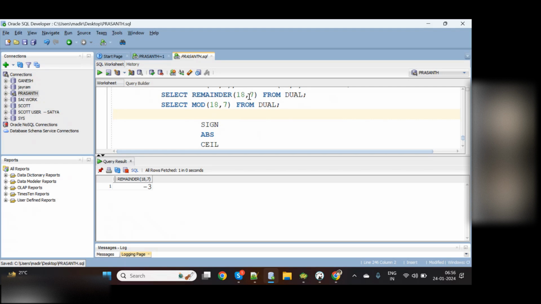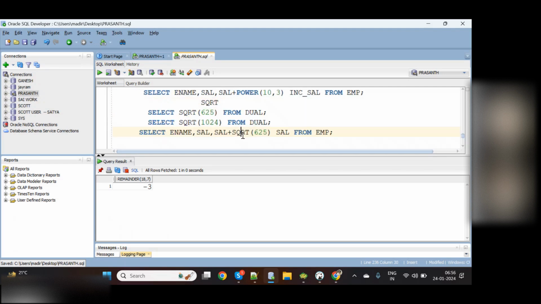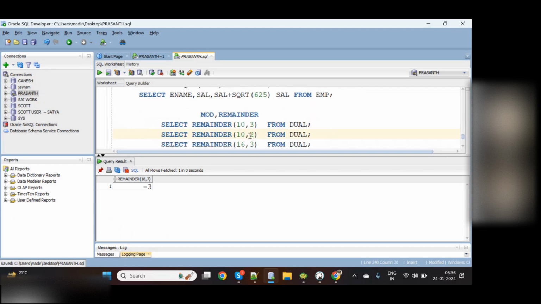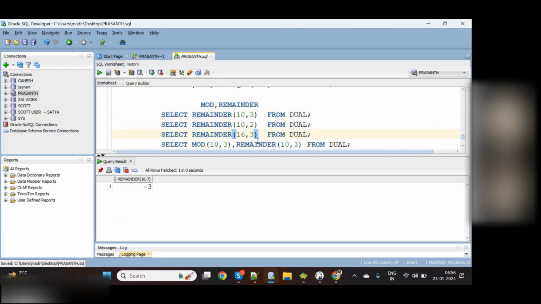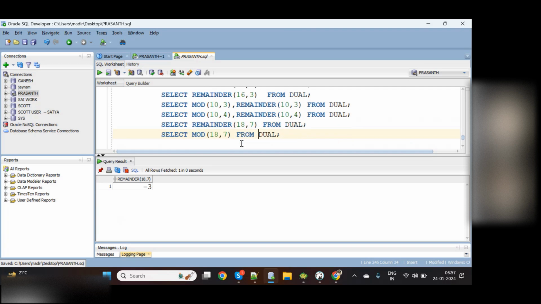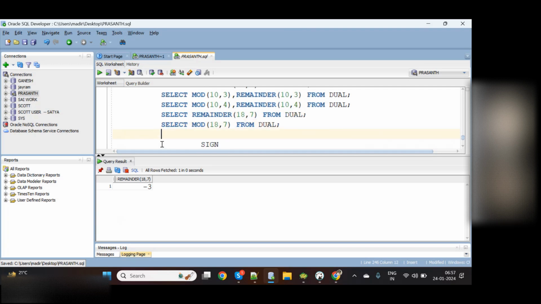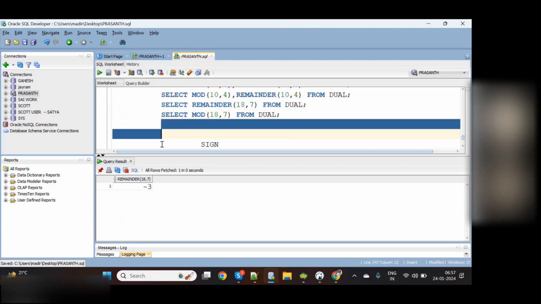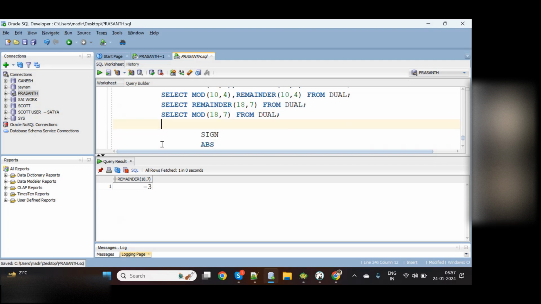In order to catch this example, I am writing it multiple times. For 10 and 3 it works fine, and for 16 also it works fine. But there are cases where the nearest is at the other end. That is mod and remainder.